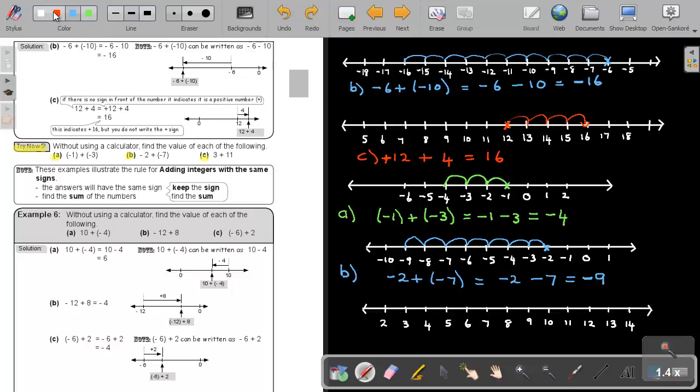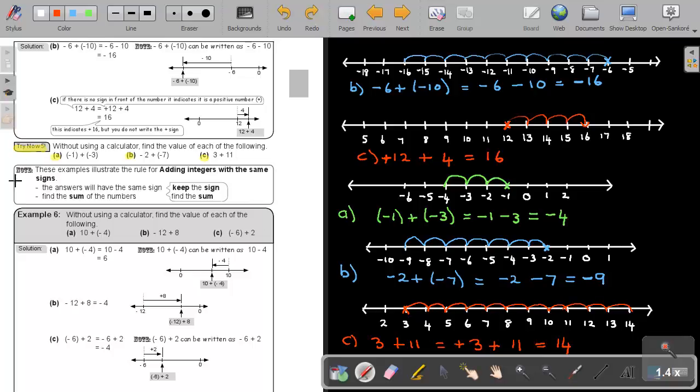And now my final one, which will be number C, which is like primary school. It's 3 plus 11. Remember that I said if there's no sign, it's actually indicating a positive. So 3 plus 11. I start at 3 and I move 11 units to the right. 1, 2, 3, 4, 5, 6, 7, 8, 9, 10, 11. And the answer will be 14.